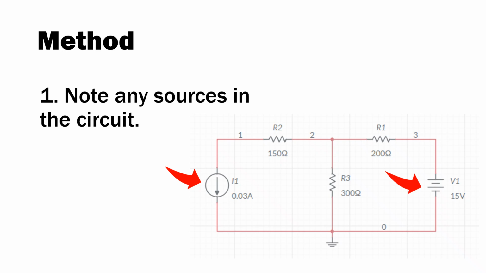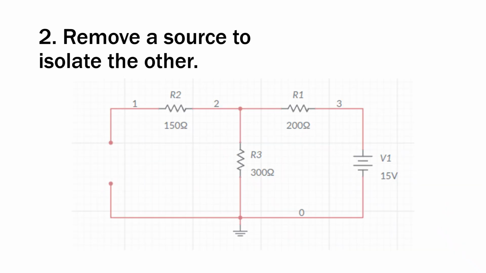The first step of this method is to note any sources in the circuit. The second step in the method is to remove a source to isolate the other, remembering to replace voltage sources with short circuits and current sources with open circuits.